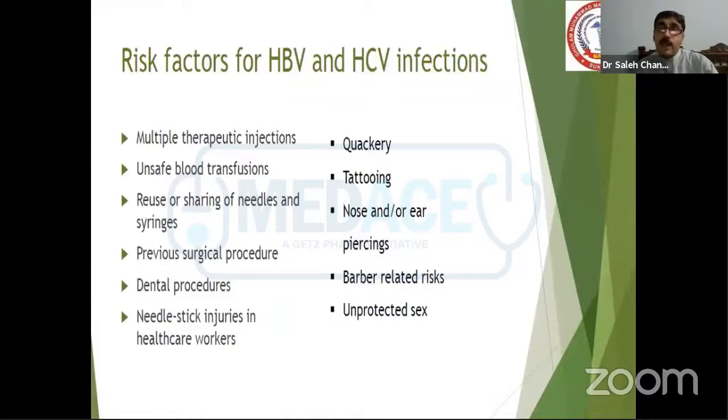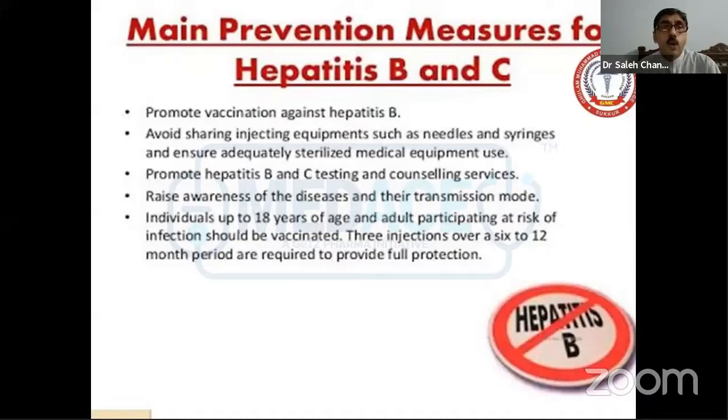These are the risk factors. Every GP, primary care physician, should know: multiple therapeutic injections, unsafe blood, reuse of syringes, previous surgical procedures. These are the risk factors which are discussed repeatedly. Main prevention measures of hepatitis B and C: promote vaccination against hepatitis B, avoid sharing injecting equipment such as needles and syringes, and ensure adequately sterile medical equipment is used. Promote hepatitis B and C testing and counseling services, and raise awareness of the disease and its transmission modes. Individuals up to 18 years of age and adults at risk of infection should be vaccinated. A 3-injection dosage should be given: 0-1-6 or 0-1-2.